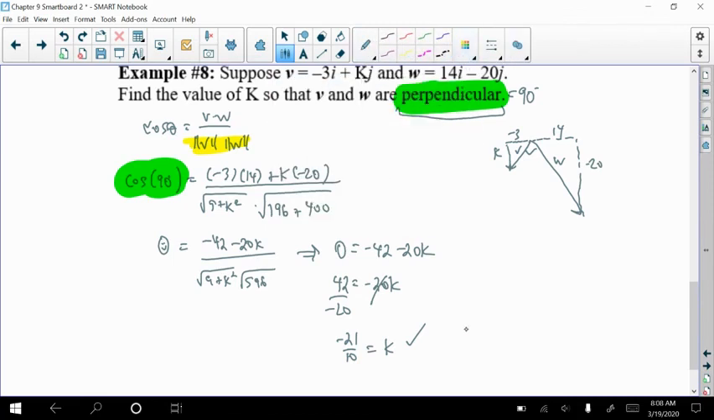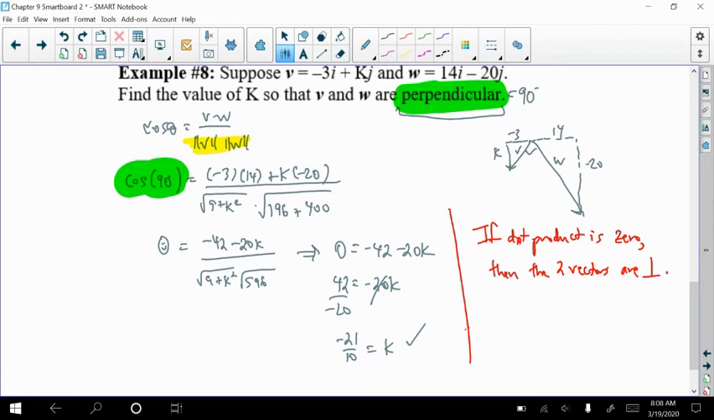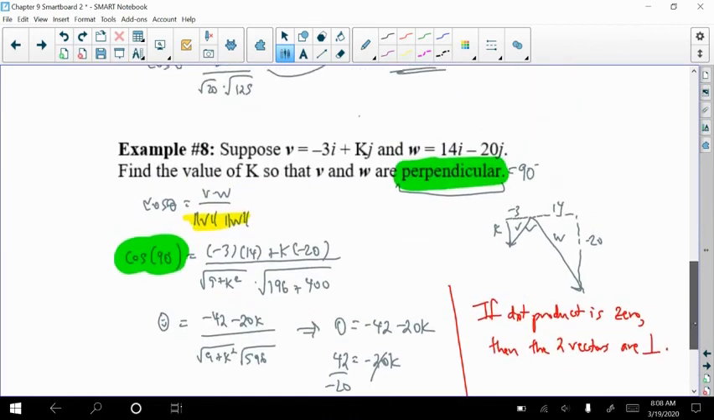So I'm going to write that down, that if the dot product is 0, then the two vectors are perpendicular. And this is going to be true even when we look next in the video at three-dimensional vectors. If the dot product is 0, then we know those two vectors are perpendicular.